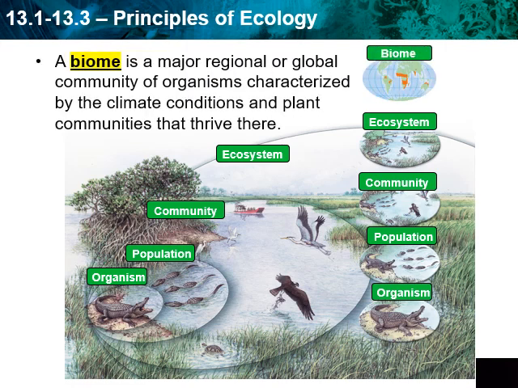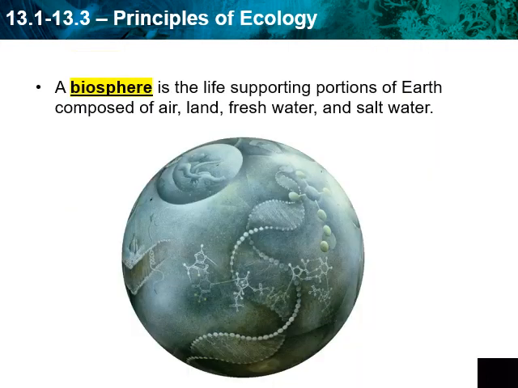Finally, well, almost finally, a biome. A biome is a major regional or global community of organisms characterized by the climate conditions and plant communities that thrive there. So we can categorize different ecosystems into different biomes, like a rainforest biome, a marine biome, an Arctic biome, a tundra biome, a temperate forest biome, all of those different things. We can kind of guess what kind of conditions we would see there.